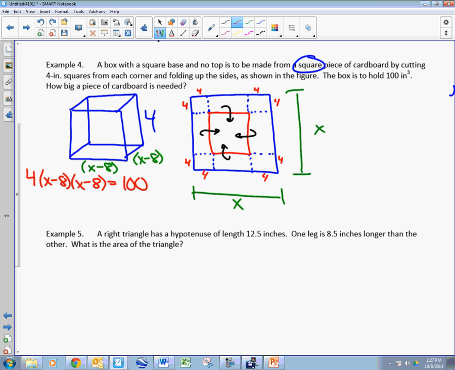The height. Because when you fold it up, it's going to be 4 tall. Because that's your cut. Let's multiply. What's X times X? Times 4, 4X squared. Negative 8 times X plus negative 8 times X is how many? Negative 16x times 4 is negative 64x. Negative 8 times negative 8 times 4, 256 equals a hundo.